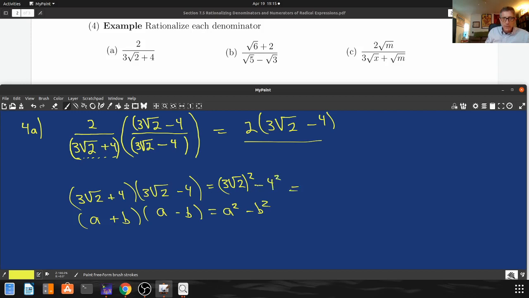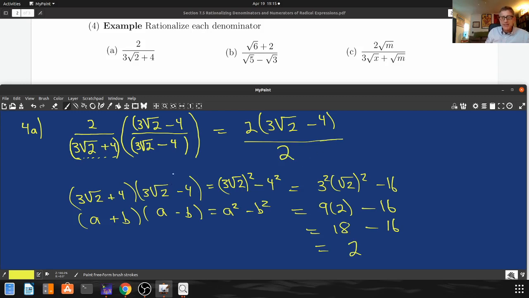So 3 on the square root of 2 squared is 3 squared times the square root of 2 squared minus 16. 3 squared is 9. The square root of 2 squared is 2. So it's 9 times 2 minus 16. So that's 18 minus 16. So that's equal to 2. So that's the value of my denominator here.